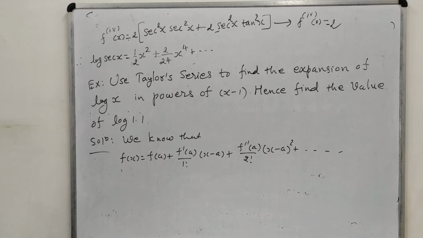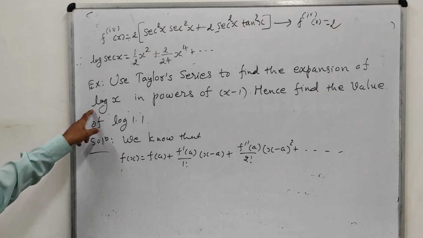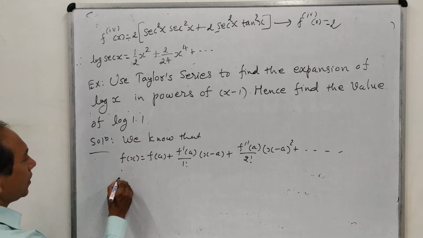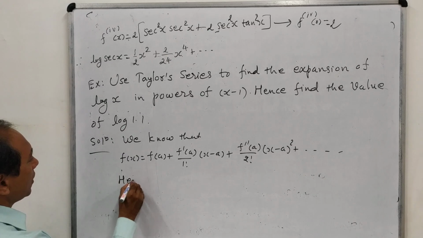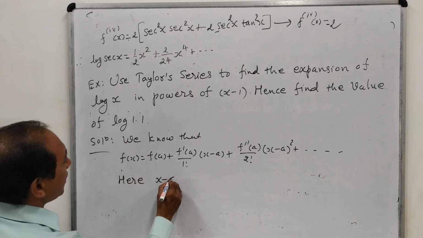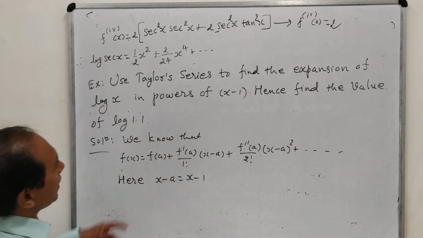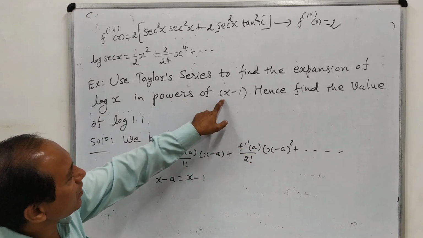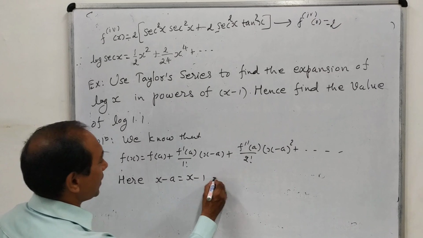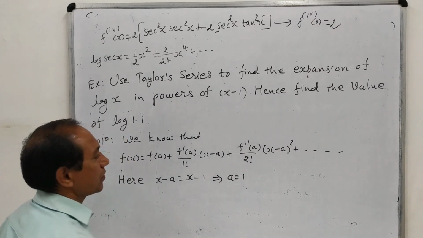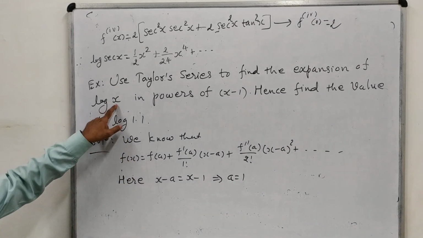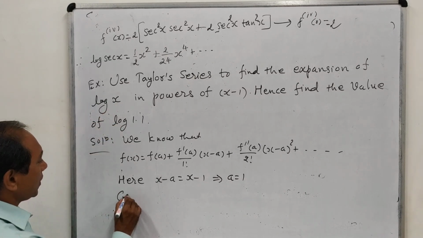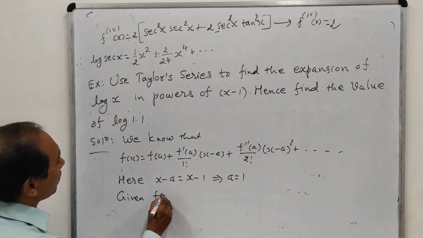Then what is given? We want to find out in powers of x minus 1. So here x minus a equal to x minus 1. That means this series is in powers of x minus a, and we want to find out in powers of x minus 1. That means a equal to 1. So this is the second step. Then whose expansion do we want to find out? Given f of x equal to log of x.